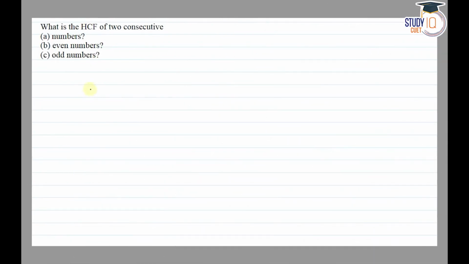Hello everyone, this question appears in class 6 NCERT chapter of playing with numbers. This is second question of its exercise 3.6. So the question says that what is the HCF of two consecutive numbers?